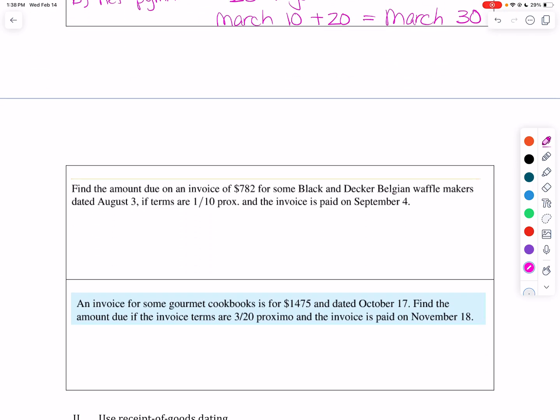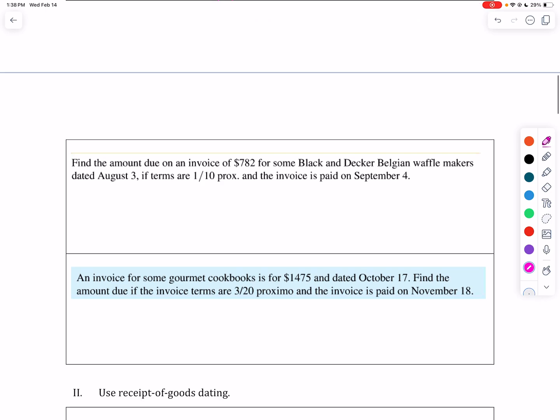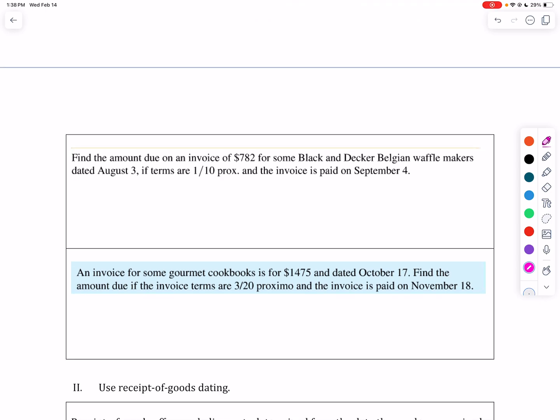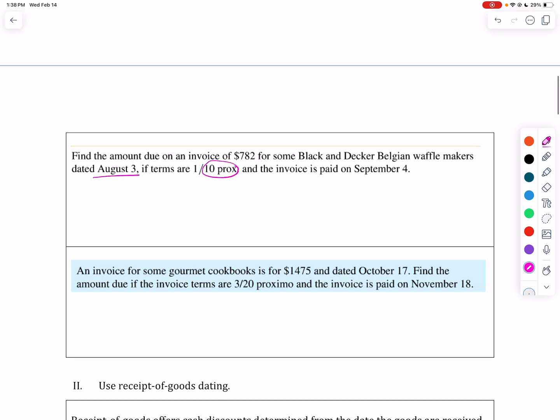Okay, so now they're going to actually give us an amount. We have to make sure that we're paying our invoice on time to receive this discount. In this one, it says it's dated August 3rd, and this one is 10 days at the end of the August month. Proximo means the end of the month as well.